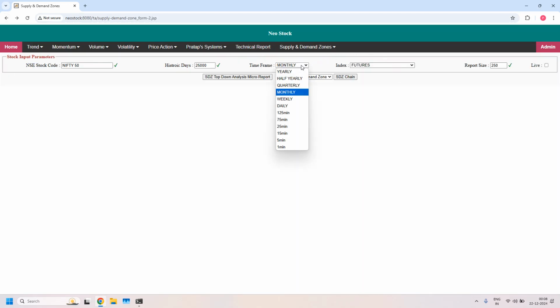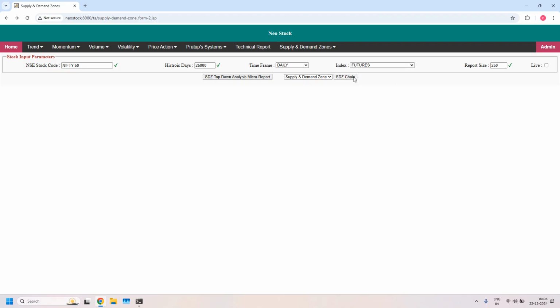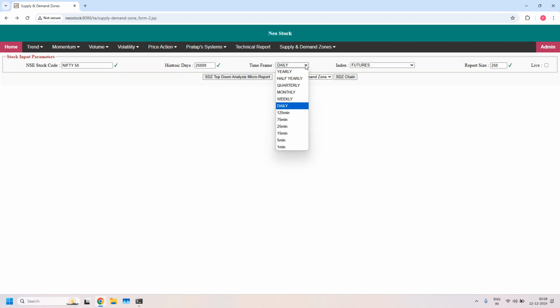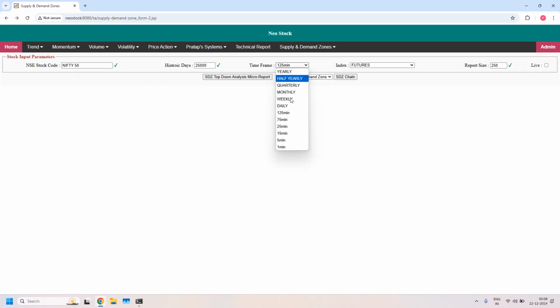Okay, next, weekly supply demand zone chain for Nifty. Next, daily supply demand zone chain for Nifty. Next, 125-minute supply demand zone chain for Nifty. Okay, next, 75-minute supply demand zone chain for Nifty.